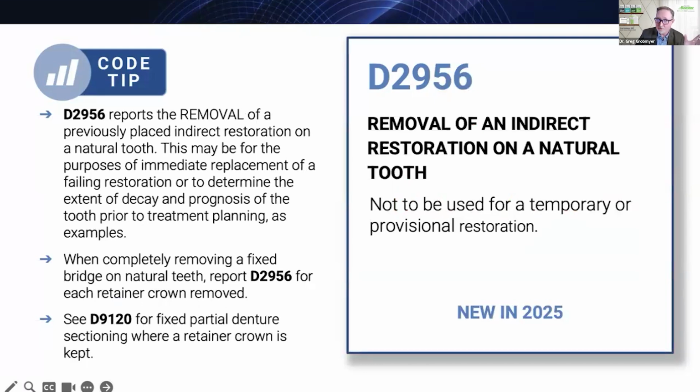Here's a new one that's pretty interesting. 2956, removal of an indirect restoration on a natural tooth. This is cutting off a crown. There is now a code for being able to remove an old crown. And so now payers, I guarantee you, are going to consider this an integral part of a new crown preparation. So if you're taking it off to replace it with a new crown, more than likely the payer is going to be treating it like they always have and not reimbursing that as a separate thing. But if you're fee for service, if you're out of network, absolutely.